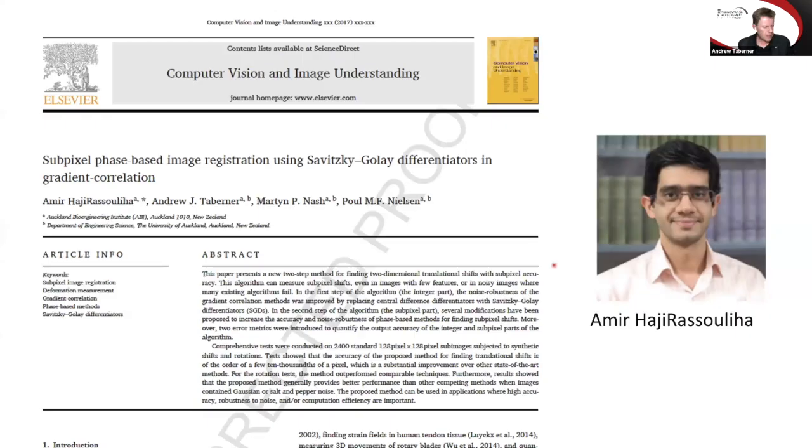Having stitched all of these images together, we can now apply some interesting image registration techniques. This is work that was done primarily by one of my PhD students, who has developed a technique for doing image registration to a very high resolution, something like 1 millipixel resolution of displacement measurement between adjacent images from a video recording or between two different images of the same object. We refer to it as subpixel phase-based image registration.